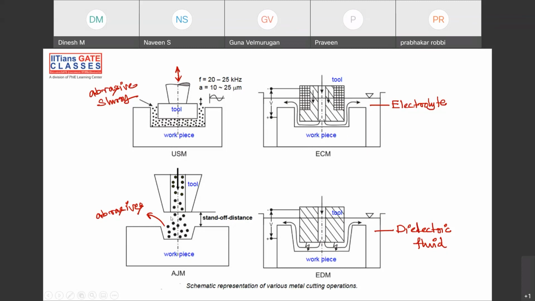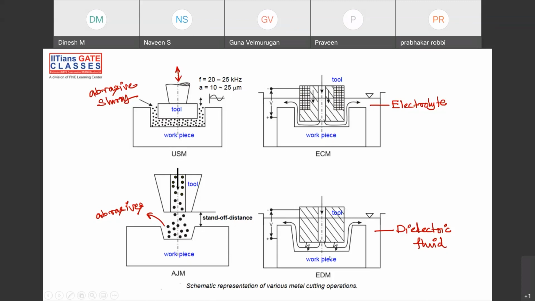Next, abrasive particles are sent with high pressure onto the workpiece with the help of a nozzle, and because of that some metal is removed. The mechanism is the same: fractures are created, or you can say a crack is initiated, the crack is propagated, then brittle fracture happens.